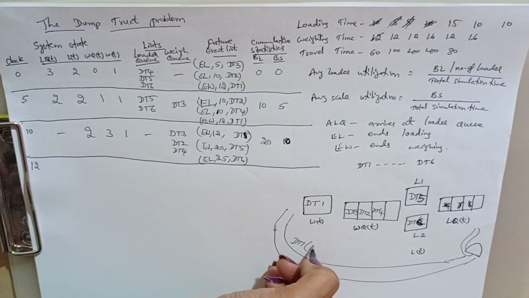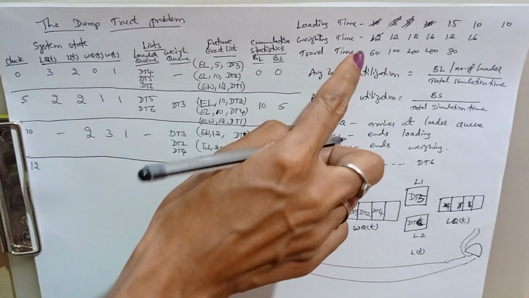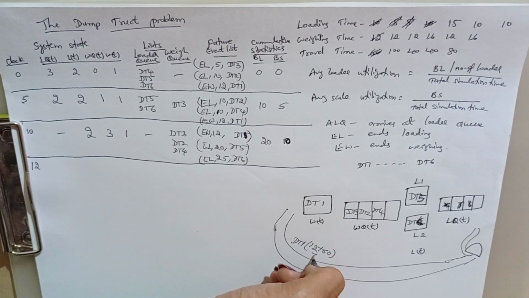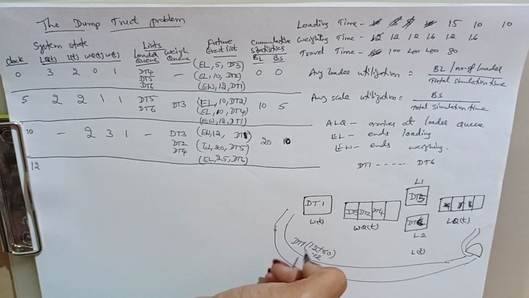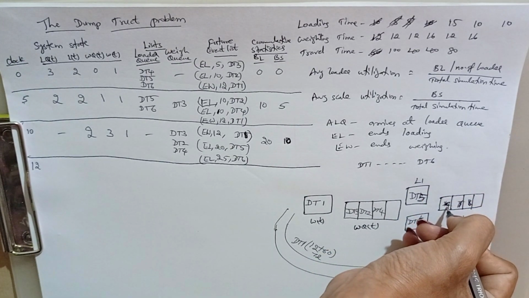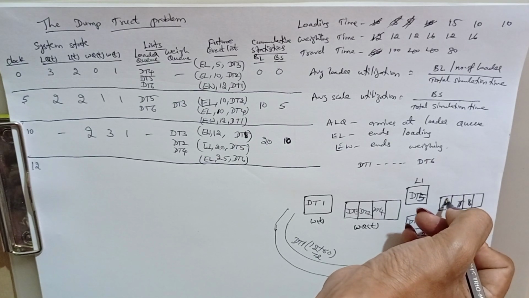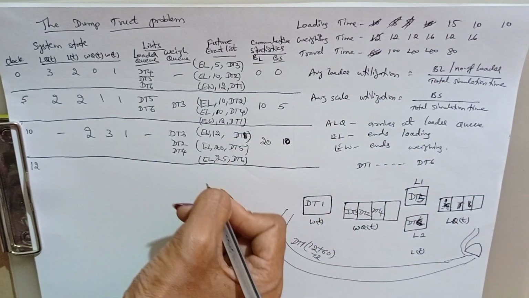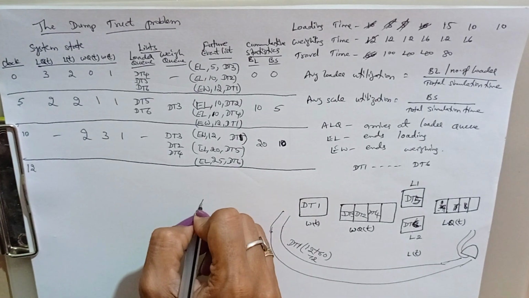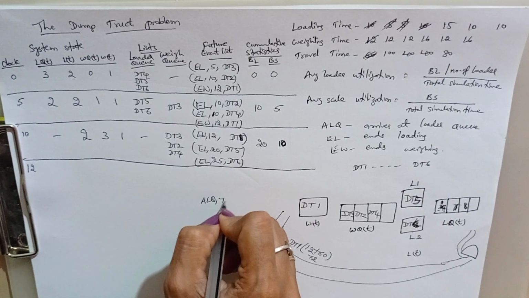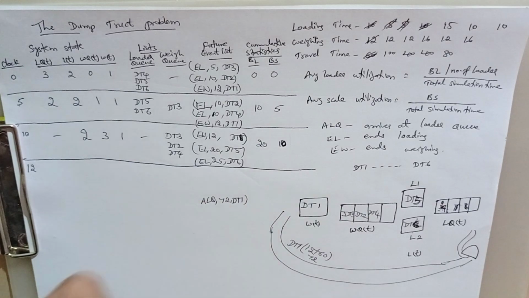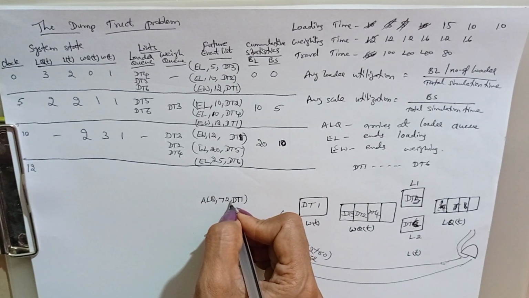What is the time? 12 plus first traveling time is 60, plus 60, total this becomes 72. ALQ means again entering into the loader queue. ALQ, loader queue. Okay, that means here truck 1 will enter into the queue. What is the time? ALQ is 72. Truck 1 at time 72 clock time, again it will enter into the loader queue.